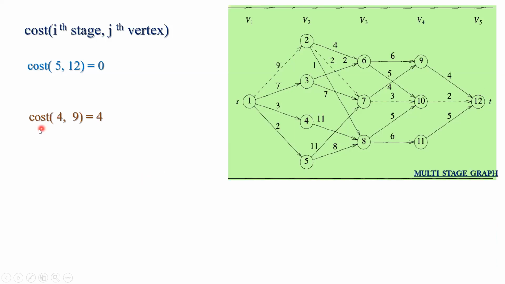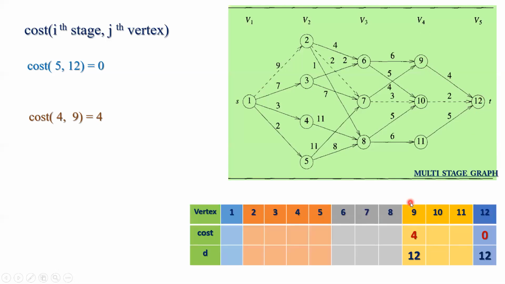So next, cost of vertex 9 in stage 4. This particular one we are speaking about. What is the cost of vertex 9 in stage 4? This is 4. You can clearly see as per the diagram. So where is it leading us? From 9, where am I reaching? I am reaching 12. So let us indicate that in the table as well, like this. From vertex 9, I can reach 12 with the cost 4. It is simple, as you are seeing.